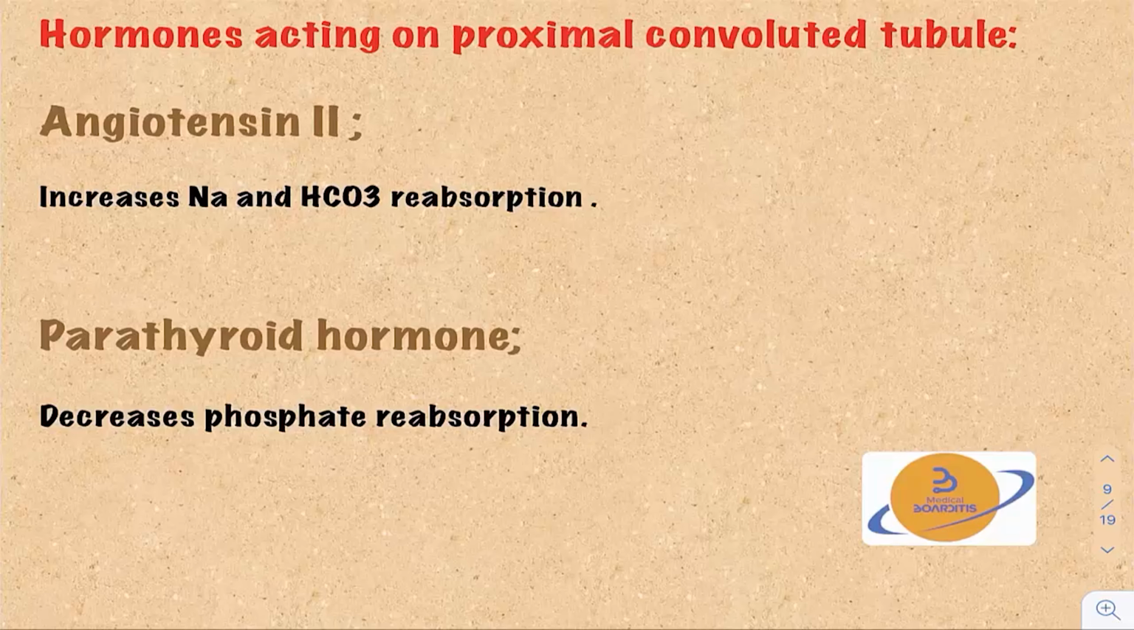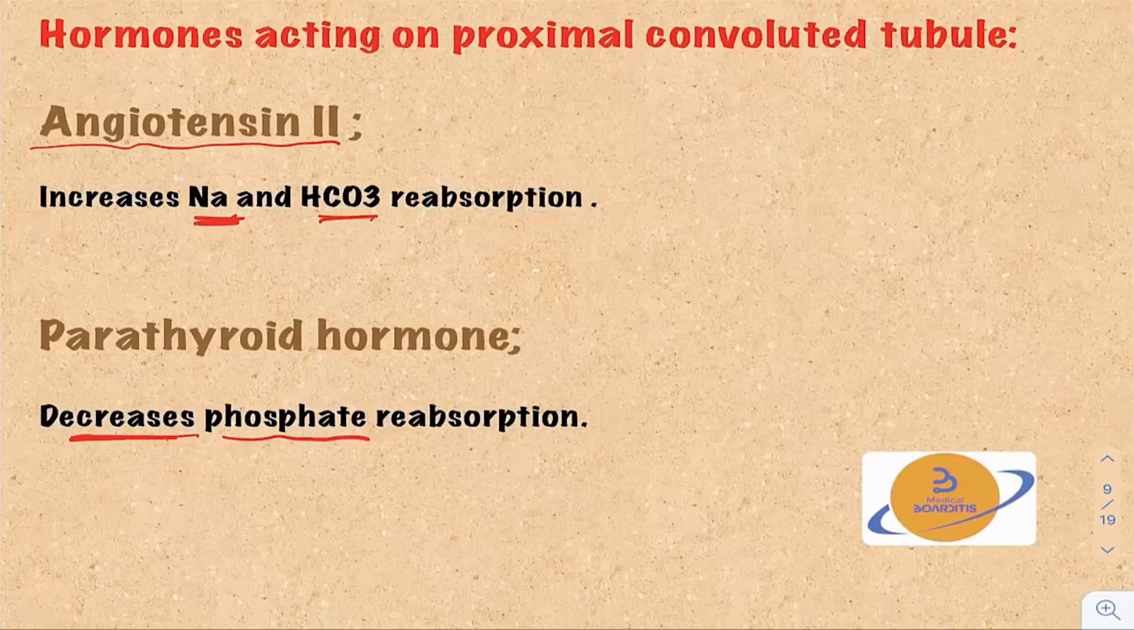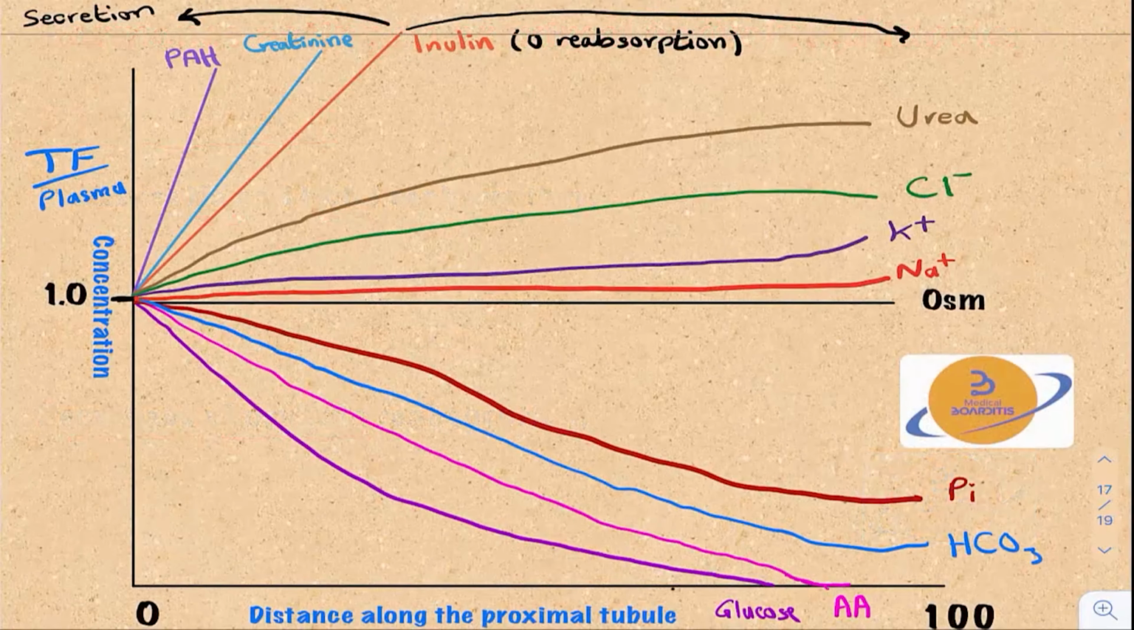There are two hormones that act on the proximal convoluted tubules. The first is angiotensin 2, which increases the sodium and bicarbonate reabsorption, and the second is the parathyroid hormone, which decreases the phosphate reabsorption by inhibiting the sodium phosphate cotransporter.